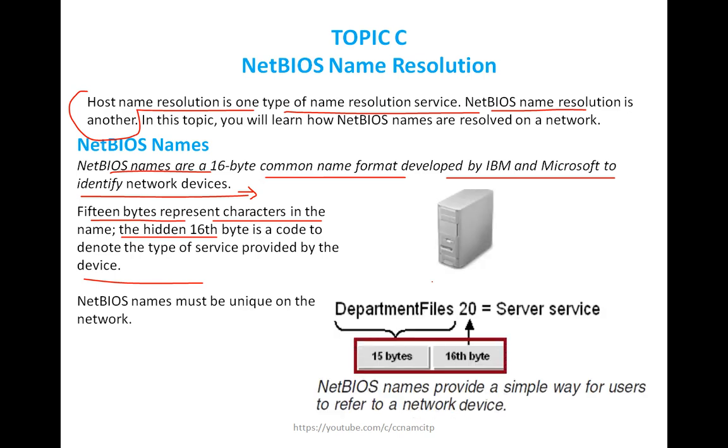Let me show you this, so it will be very easy to understand. This is a simple NetBIOS example here. This is the department file. These 15 bytes are showing you this first one, the common name format, and the next one is 16 bytes. What I told you here, the 16th byte, this one, the common name format. And what about the 15 bytes here?